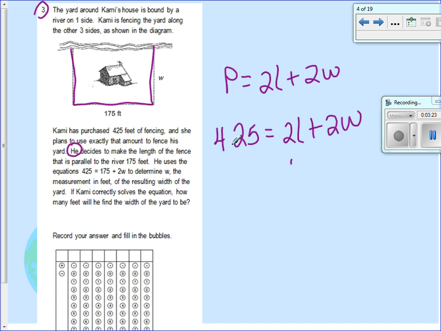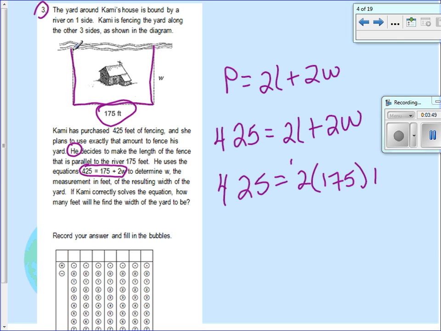Okay, whatever. Okay, so I know that I have 425 equals 2L plus 2W. What's the length? 175. And they set that up for you already. They're not always going to set this up for you. That's why I'm showing you how to set it up on your own. 2 times 175. Oh, that's right. This is a river. Never mind. Let me erase that. Okay.